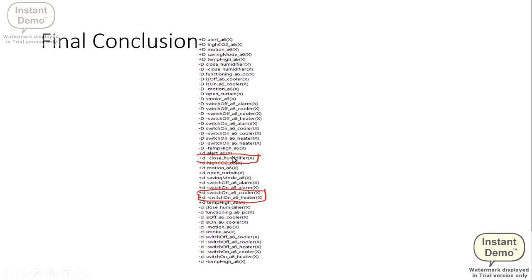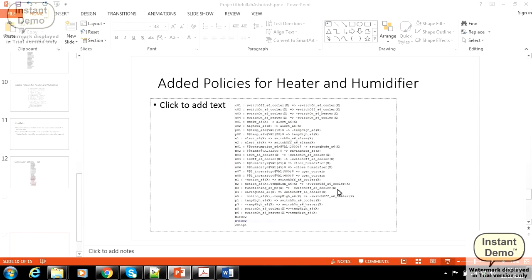When we do these things and run it, we see plus D close minus close humidifier. That means it is defeasibly provable that the humidifier is now open. You can see this red mark over there. And for the cooler and heater, you find that it is defeasibly provable that the switch will be on for the cooler in that room, and it is defeasibly provable that the heater must be switched off.